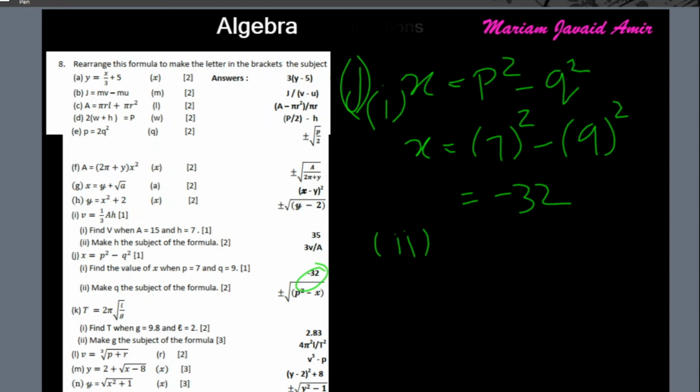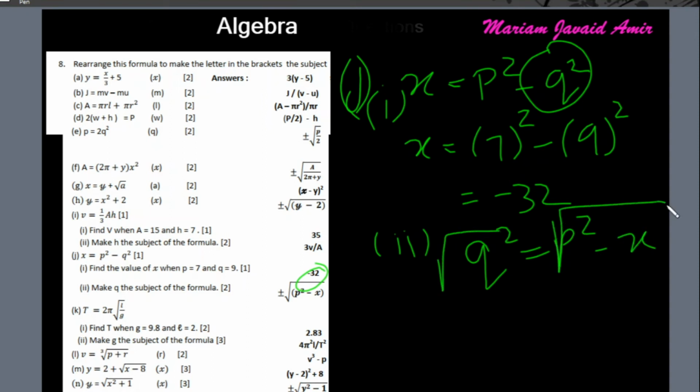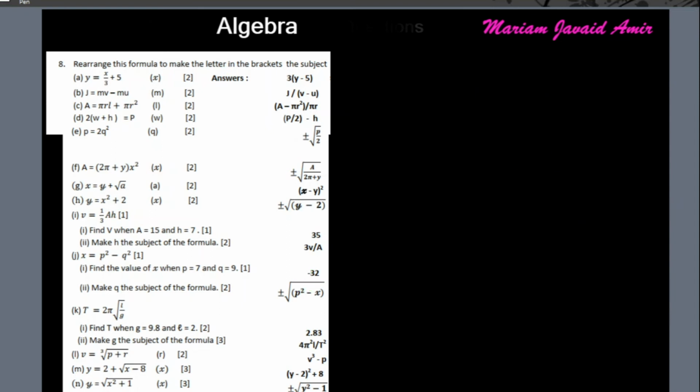Part 2 is make q the subject of the formula. So since this is x equals p square minus q square, I'll shift q square to the left and shift x to the right, and then take under root on both sides. So I get q equals plus minus under root p square minus x. Okay, next up is part K.